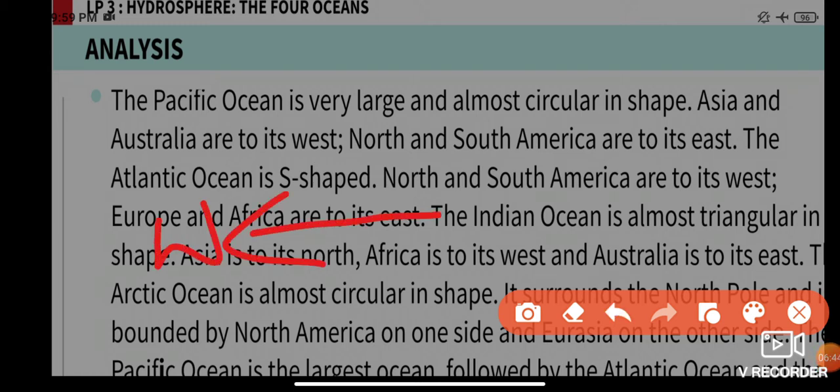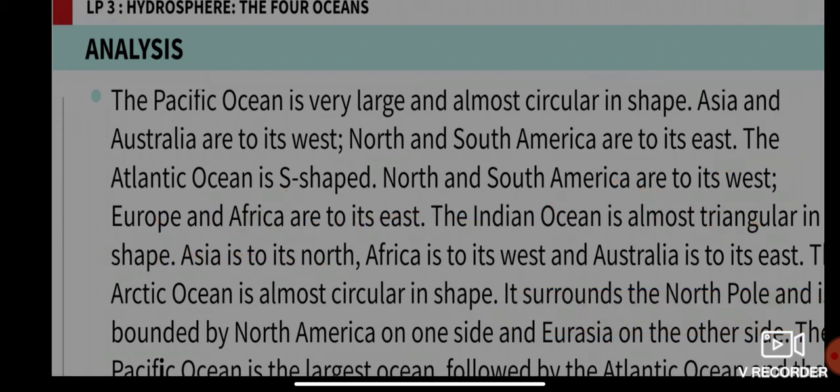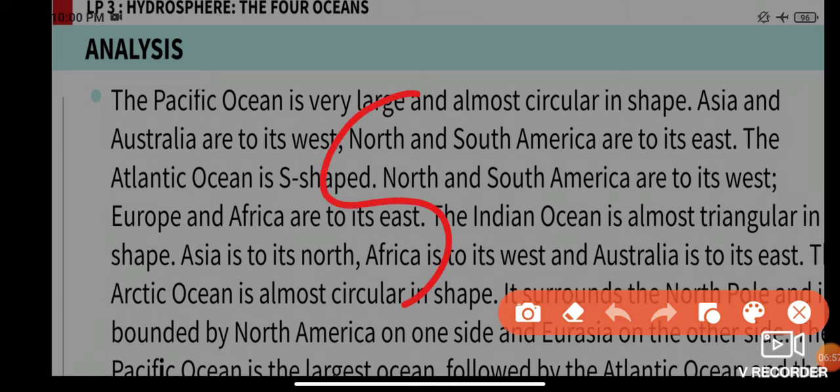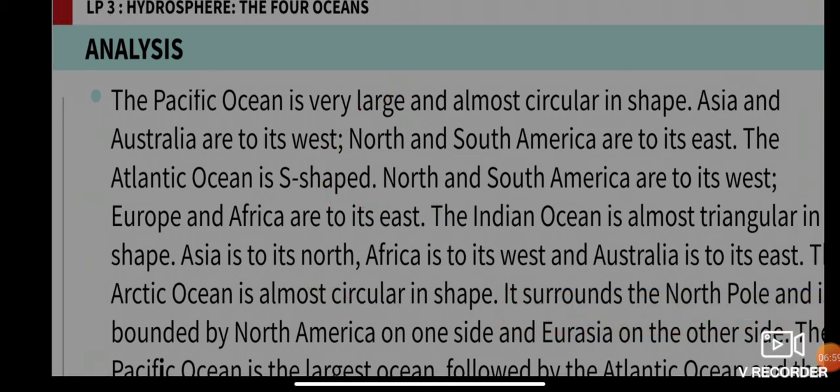North and South America are to the east of the Pacific Ocean. The Atlantic Ocean is shaped like an S. So you see that the Atlantic Ocean is in an S shape. North and South America are to its west. Europe and Africa are to its east.